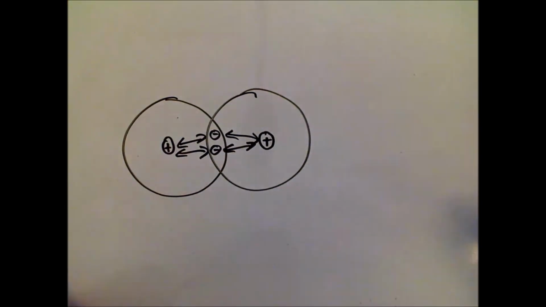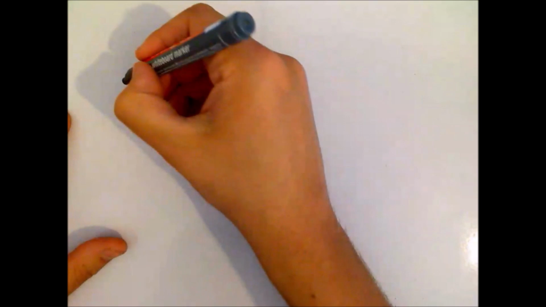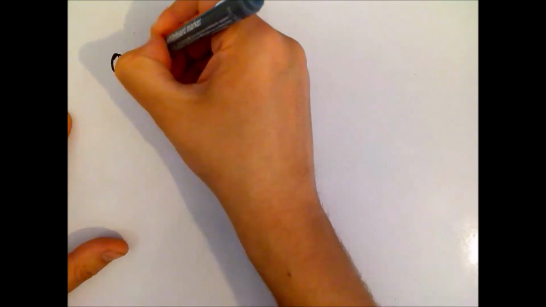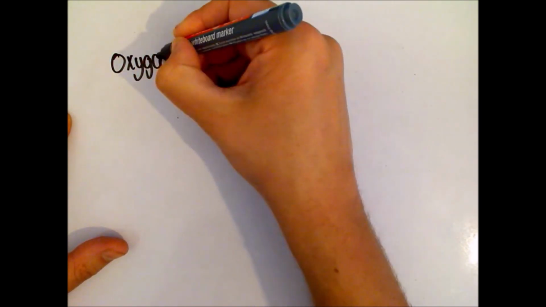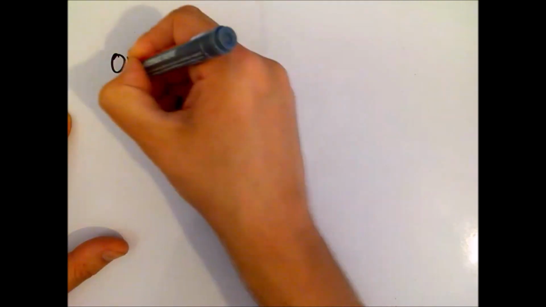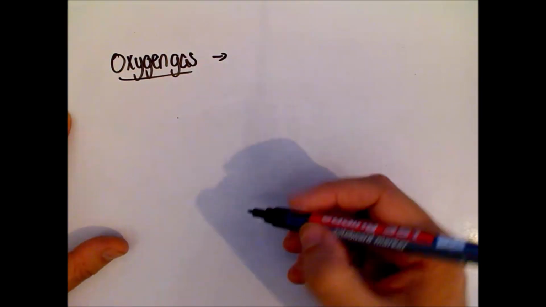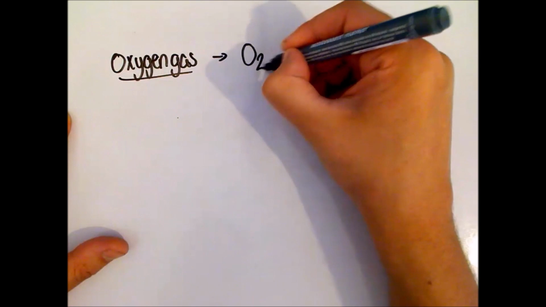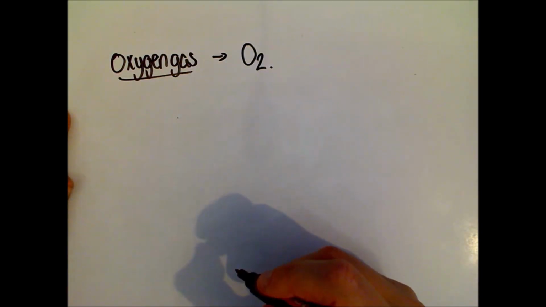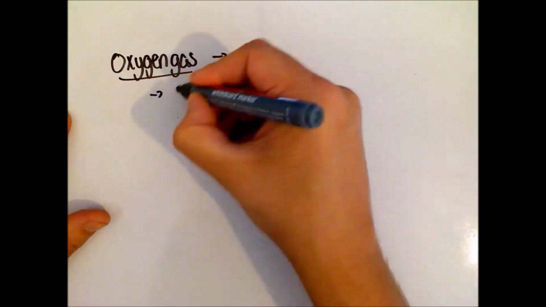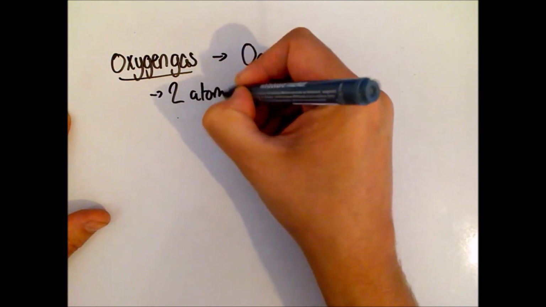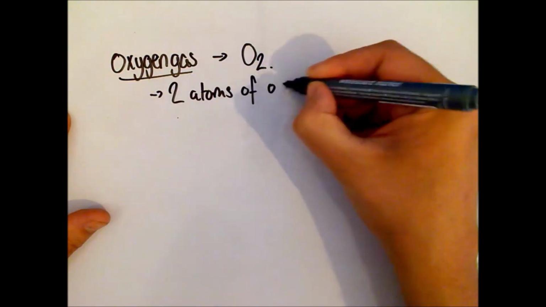Now let's take one more example. We've looked at hydrogen gas. Our next one is going to be oxygen gas. So first step, we need to write out the chemical formula. Oxygen gas is O2. That little 2 telling me that I've got 2 atoms of oxygen.